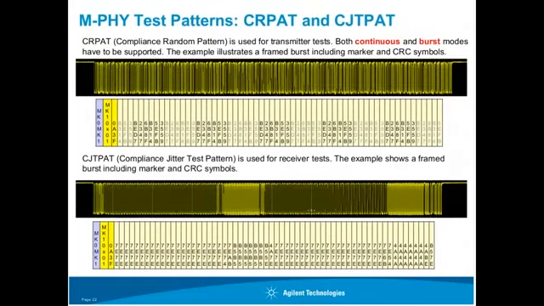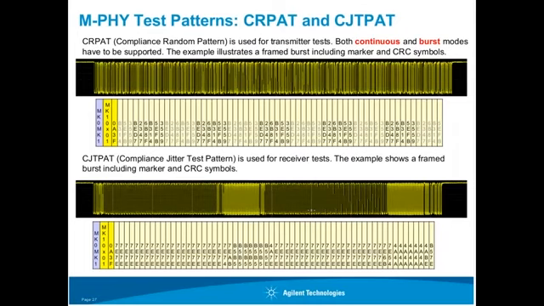So contrary to the D-PHY, the required test patterns are specified in the M-PHY spec. The two test patterns are called the CRPAT and the CJTPAT. The random payload used in the CRPAT is suited for transmitter tests because it stresses the transmitter amplitude and jitter more than the CJTPAT. In addition, the M-PHY transmitter has to support both continuous and burst CRPAT mode.